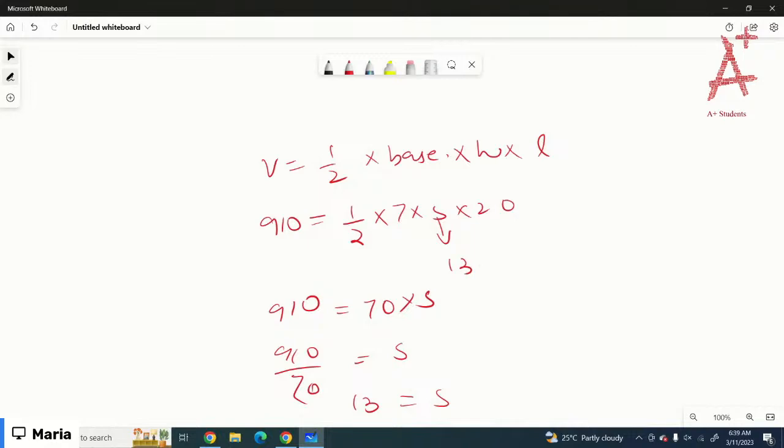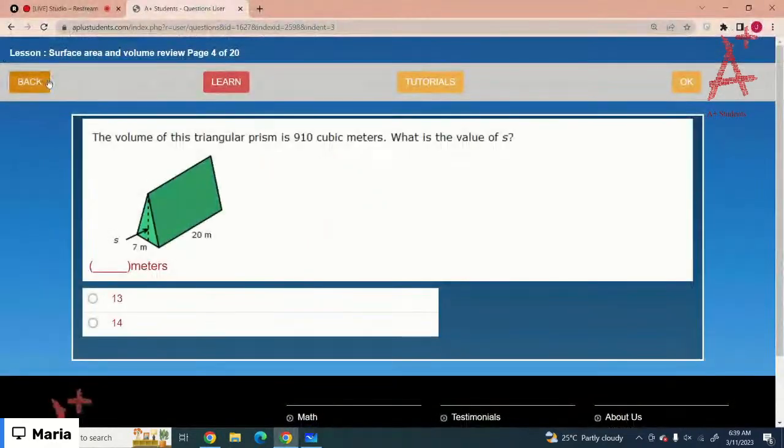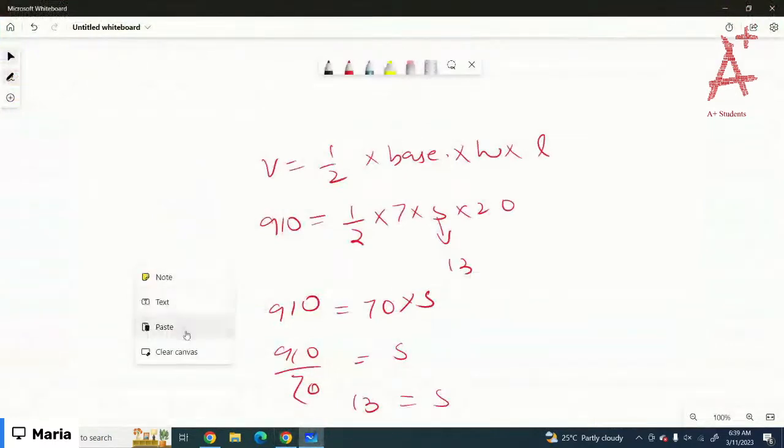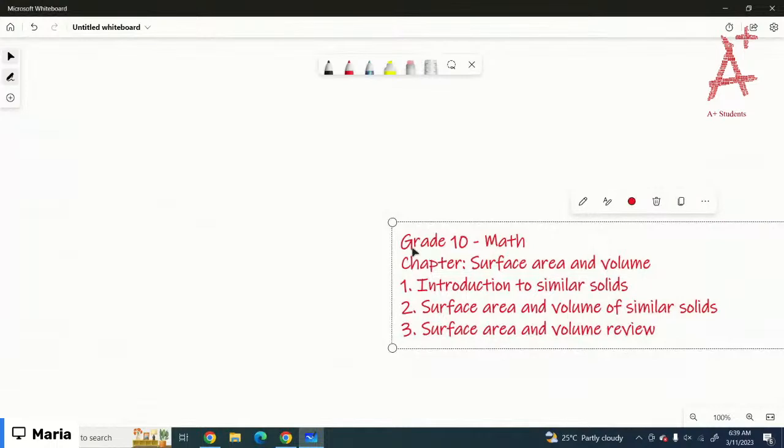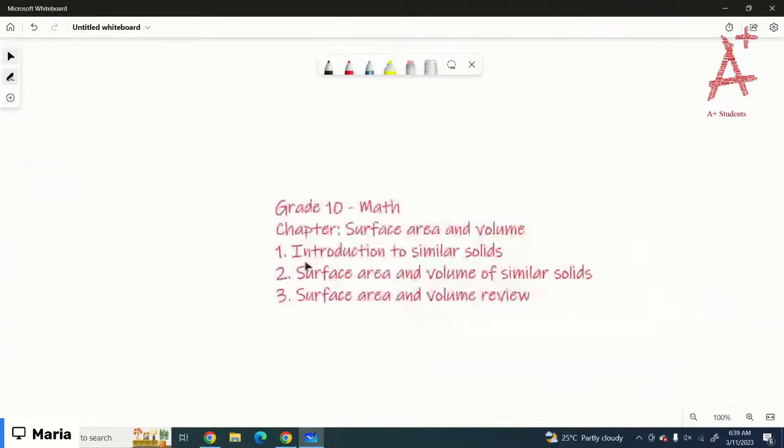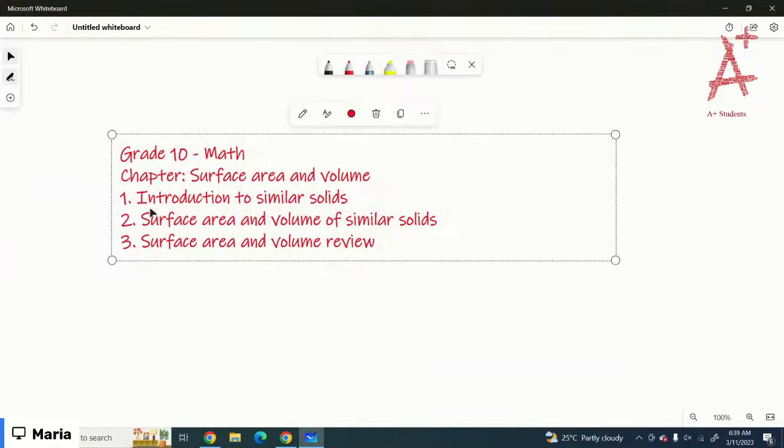Okay, you can complete the test by yourself later today. So we are working on grade 10 maths. The chapter we are working on is surface area and volume. The lessons we have covered today are introduction to similar solids, surface area and volume of similar solids, and then surface area and volume review. So please make sure before the next session you complete all the test questions for the lessons we did today.